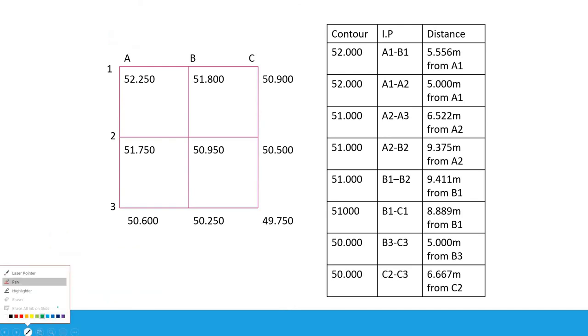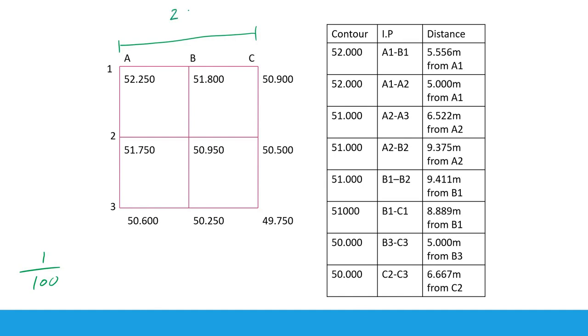If we are going to use a scale of 1 to 100, we are going to draw a grid 20 centimeters by 20 centimeters. So again, guys, a scale of 1 to 100 means each 1 centimeter on your drawing represents 1 meter on the ground.